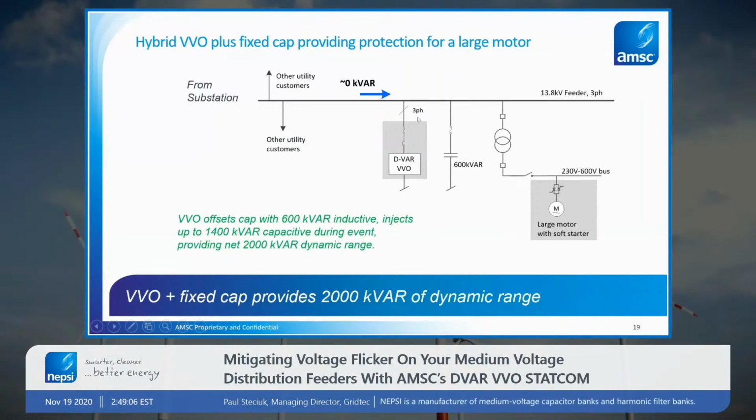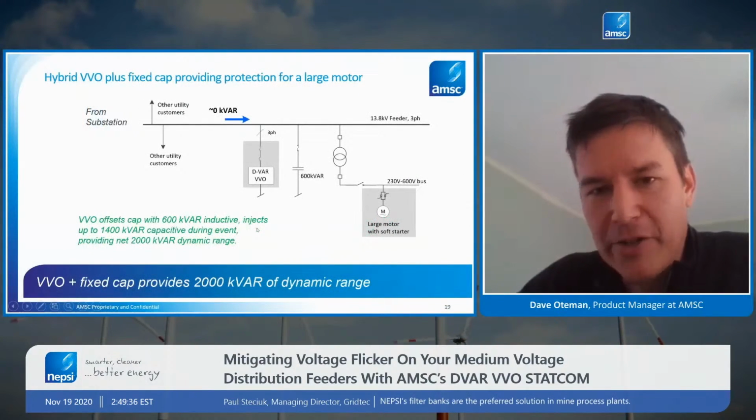During that motor starting event, the VVO then rapidly changes its output from minus 600 kVAR, swinging up to positive 1400 kVAR, which provides a total swing of 2000 kVAR. That total swing is used to compensate the motor starting. So that's a nice cost-effective way to get a nameplate rating up to 2000 kVAR for a little bit larger motor.